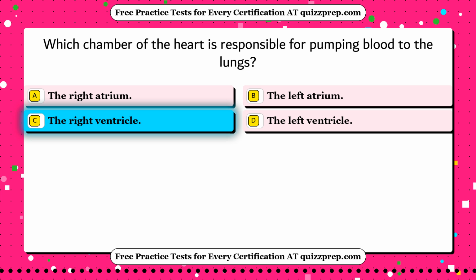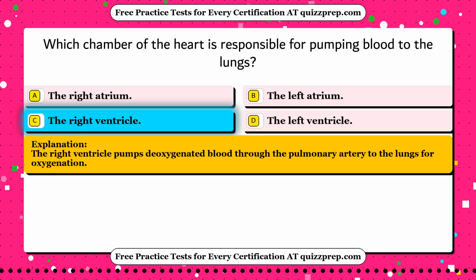The correct answer is option C. The right ventricle. The right ventricle pumps deoxygenated blood through the pulmonary artery to the lungs for oxygenation.